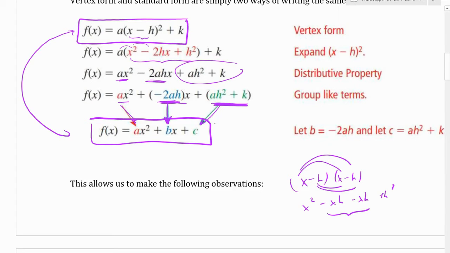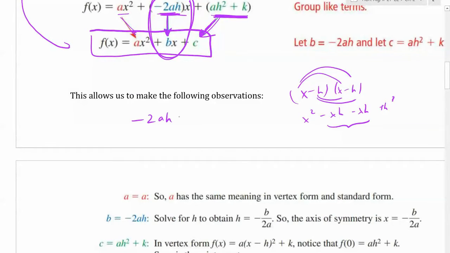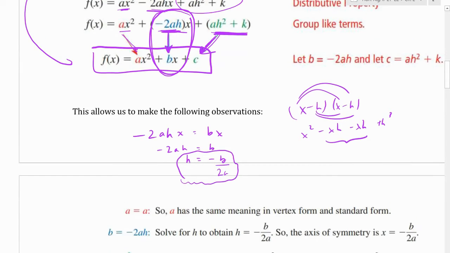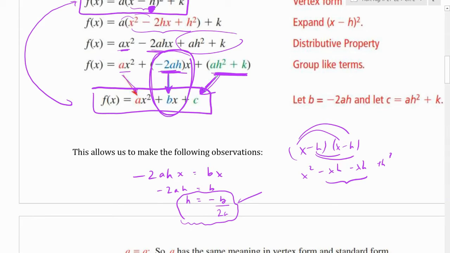Now, this thing down here taking the place of c, who cares if you know that or not? But this part of it right here is the key to how we're going to work our problems today. That negative 2ah with the x on it is the same as the b with the x on it. So if I divide both sides by x, so then x can't be 0, then these are the same. And if I just wanted to figure out what that h is, it'd be divide both sides by negative 2a. And that h value that sits right there in standard form, in vertex form, is the opposite of b over twice the a.